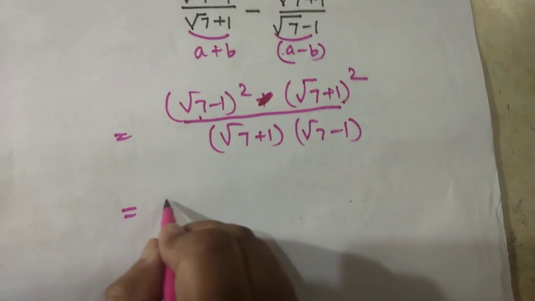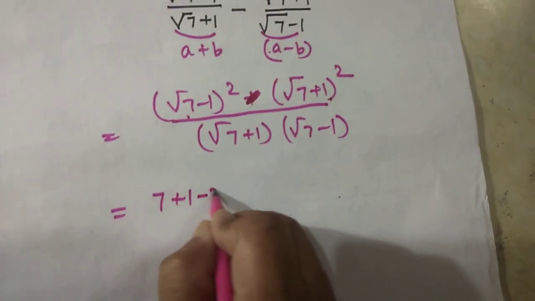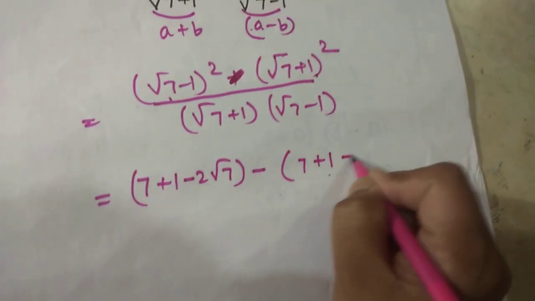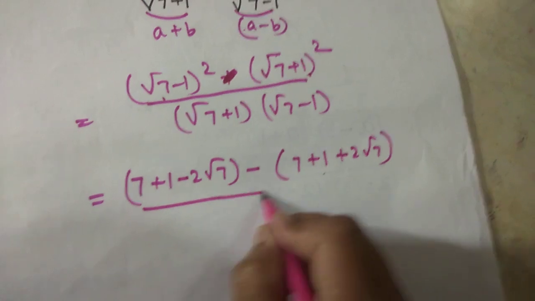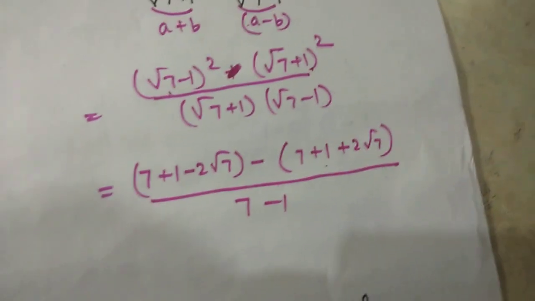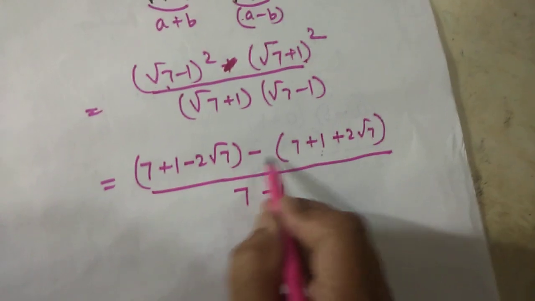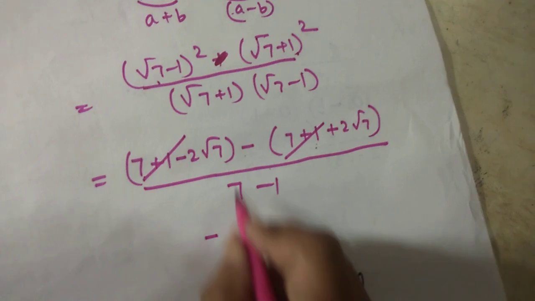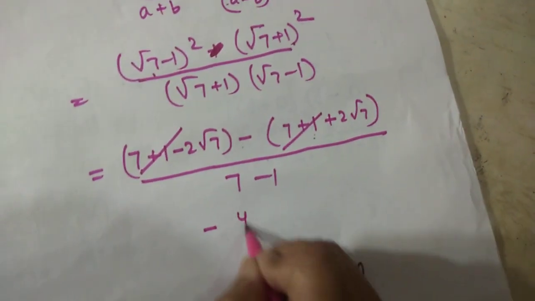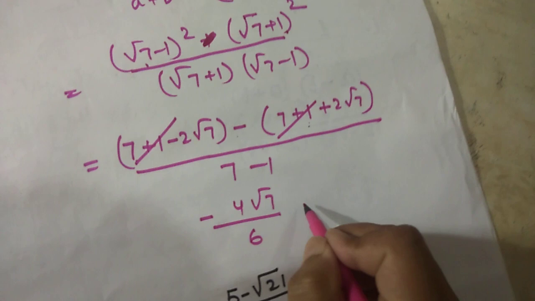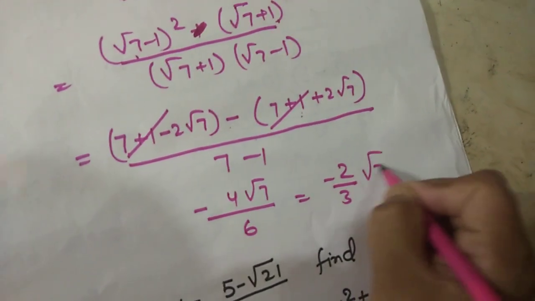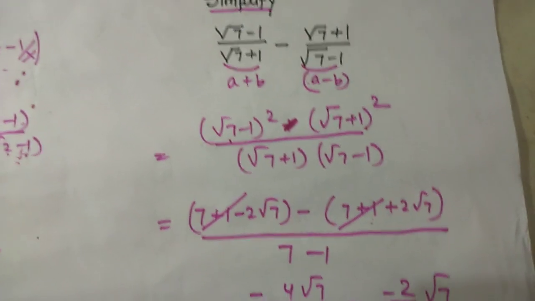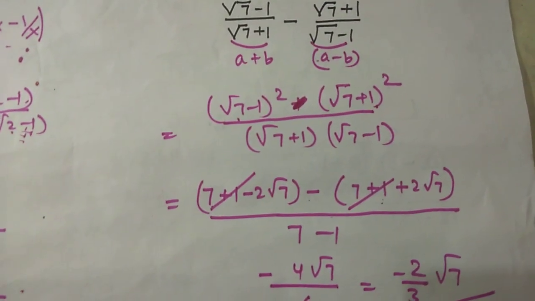So a minus b: root 7 squared, 7, plus 1 minus 2 root 7, bracket, minus 7 plus 1 plus 2 root 7, bracket. Denominator 7 minus 1. Now you check, 7 plus 1 minus 7 plus 1 cancel, minus 2 root 7 and minus 2 root 7, minus 4 root 7 upon 6, that is minus 2 by 3 root 7. Very simple question but very tricky.